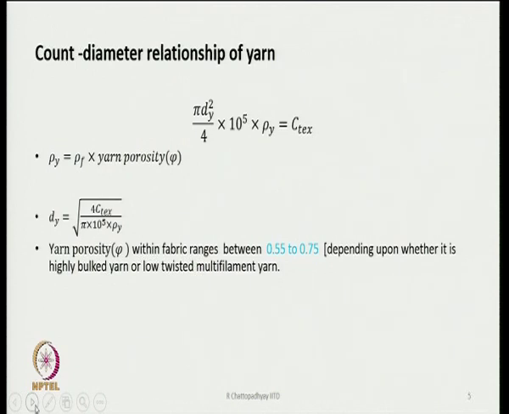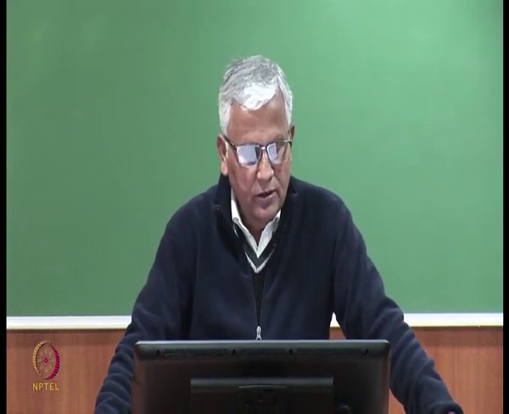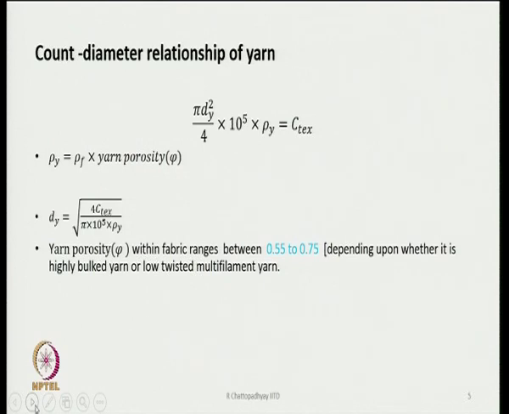Yarn porosity within the fabric ranges between 0.55 to 0.75. This is also an important piece of information, and it needs to be found out from some research article, because unless we know this, we will not be able to move ahead. So, we have to dig out some information from the literature review, or if it is not at all available, then we need to do some in-house research to find out these values. Yarn porosity within the fabric varies between 0.55 to 0.75.